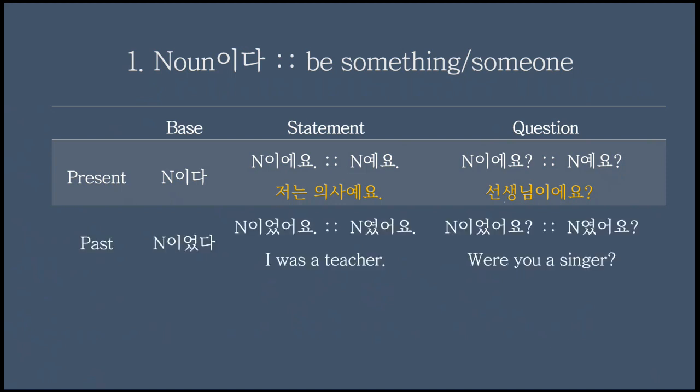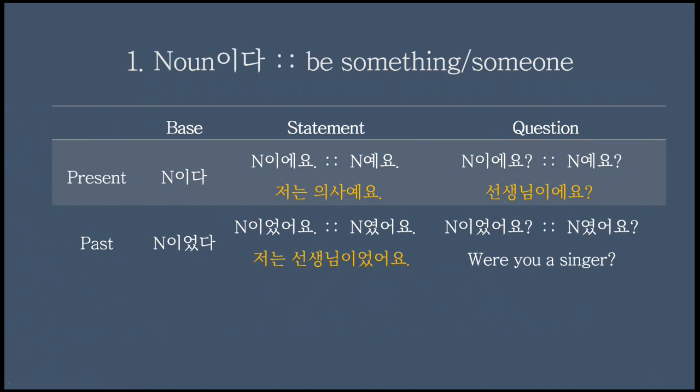자, let's talk about the past tense. Instead of 이다, we say 이었다. Why? Because this 었 is the particle for past tense, isn't it? So 이었다. Conjugated forms, noun이었어요 or noun였어요. 자, how would you say I was a teacher? 저는 선생님이었어요. Compare the present tense here, 이에요, and the past tense here, 이었어요.